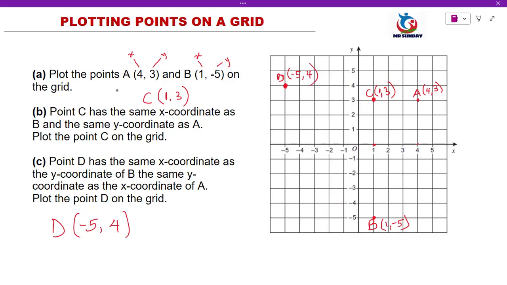We've been able to show the point A, point B, point C, and point D. And always remember, the first number in the coordinate is the x coordinate, while the second number is always the y coordinate.